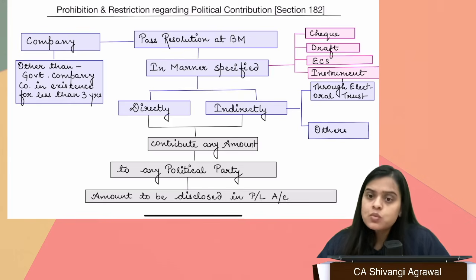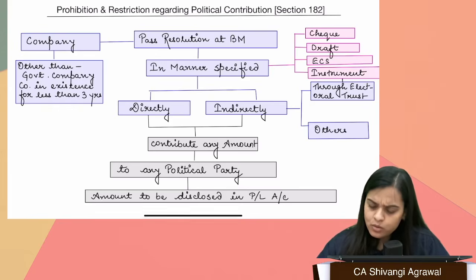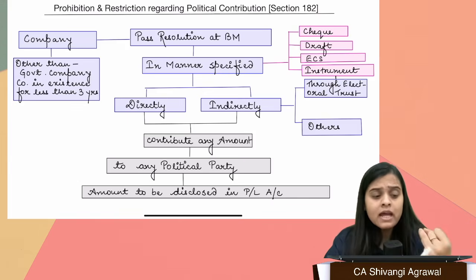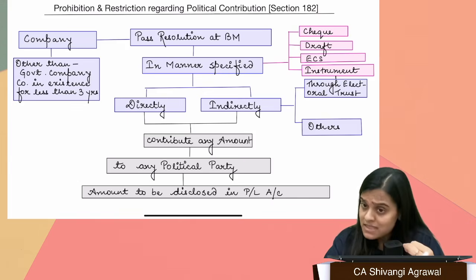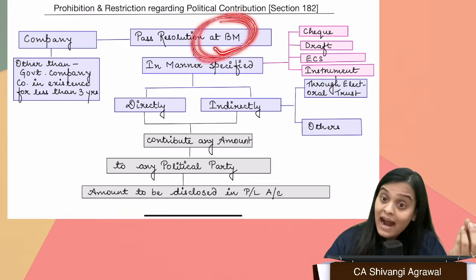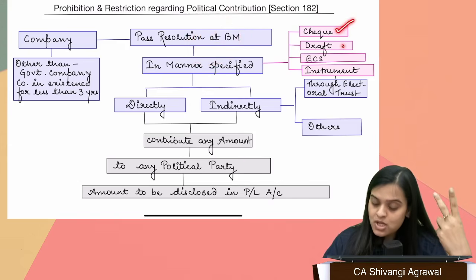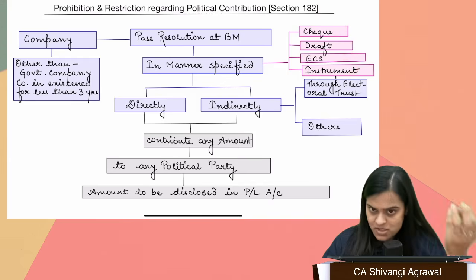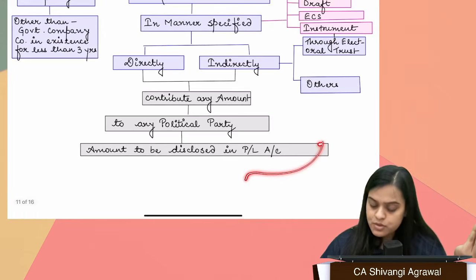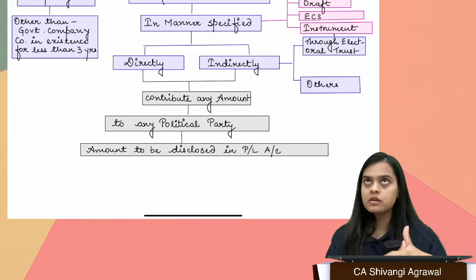Next, we move to section 182, political contributions. Now, company, you are allowed to make political contributions, but if you're a government company, you're not allowed. And if you're a company which is in existence for less than 3 years, then also you're not allowed. Otherwise, you're allowed. You have to pass a resolution at board meeting only. You can give the political contribution through check, draft, ECS, or other specified instrument, right? You can give it directly or indirectly, but you have to disclose it in P&L account. And two things are also going to be deemed as political contribution.